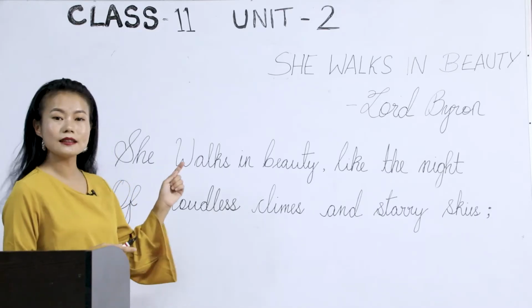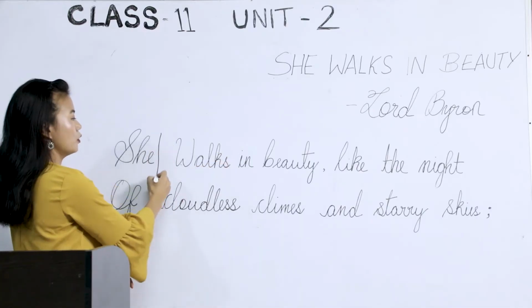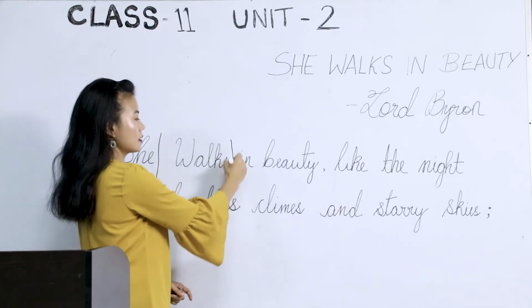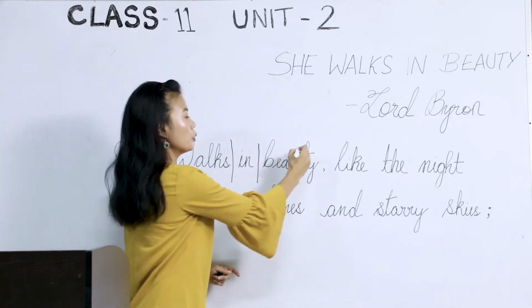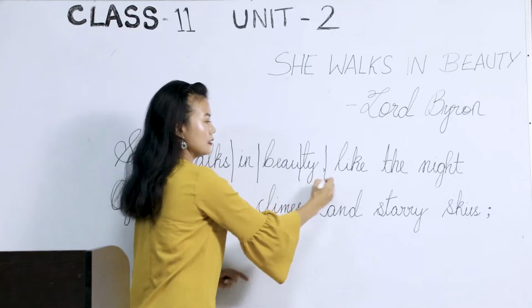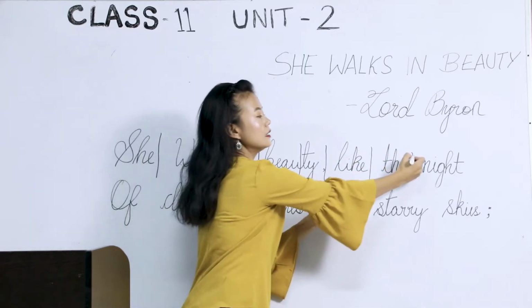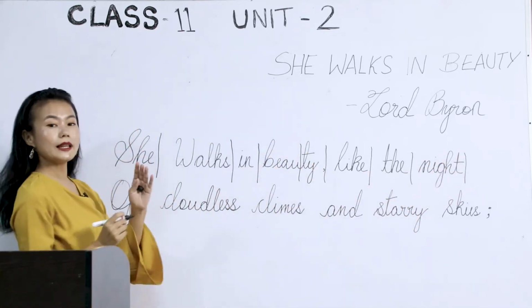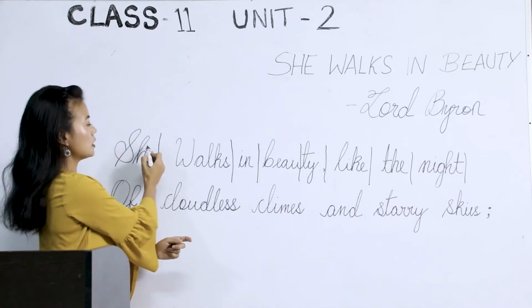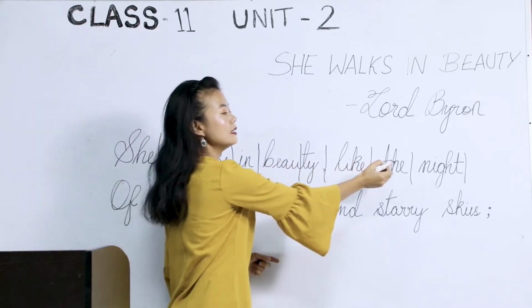So here in the first line, we have 8 syllables. She, one syllable, walks, in, beauty, 2 syllables here, and then like, the, one each, and then night. So all together we will have 8 syllables. She walks in beauty like the night.